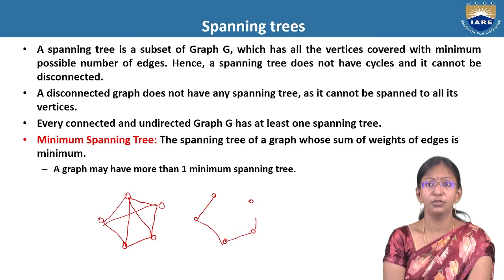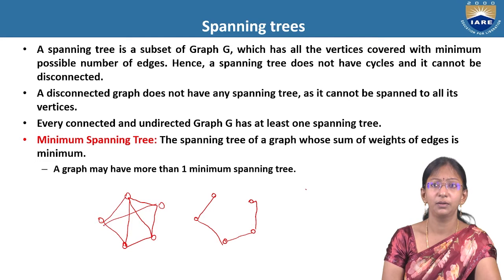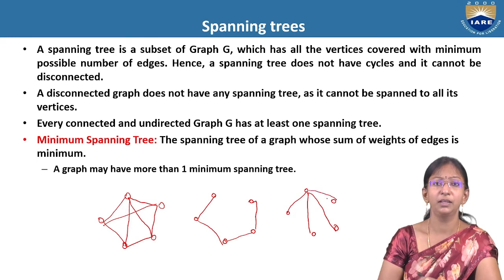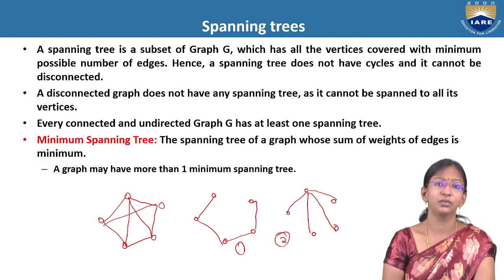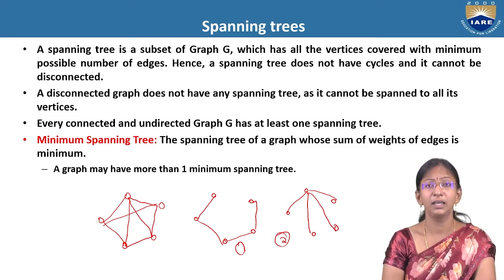So, it should be a connected one. This is a spanning tree. Why only this one? Even this is a spanning tree. These two, this is spanning tree 1 and this is spanning tree 2. Two spanning trees. You can have any number of spanning trees. So a spanning tree does not have a cycle and it cannot be a disconnected one.